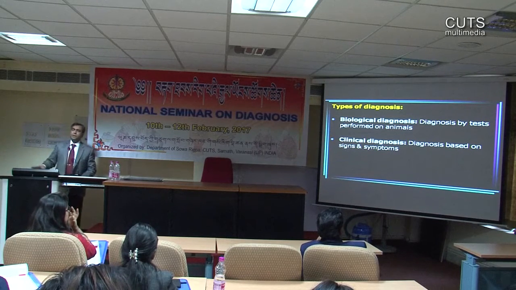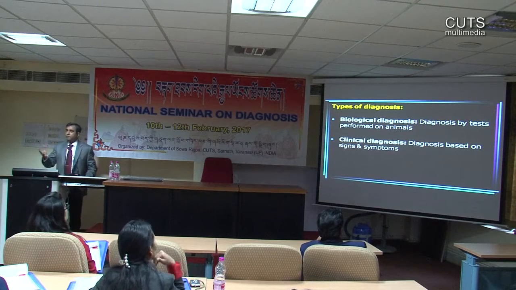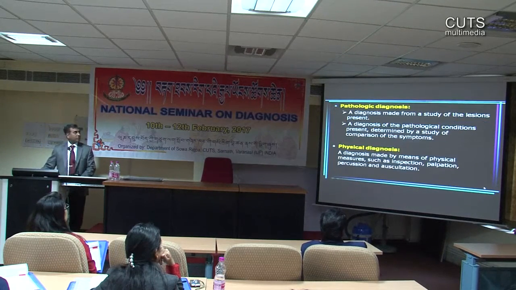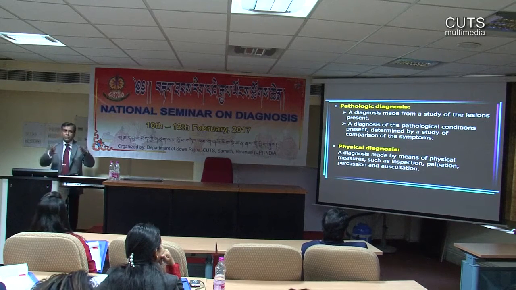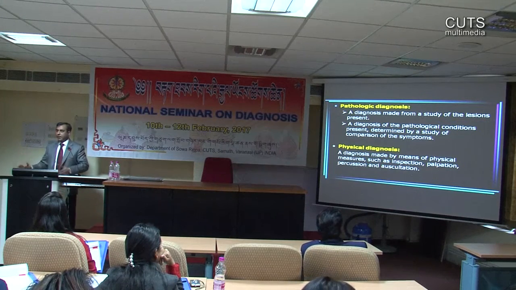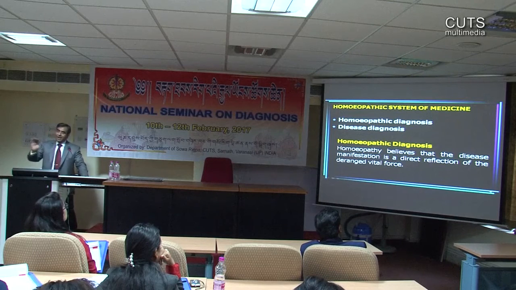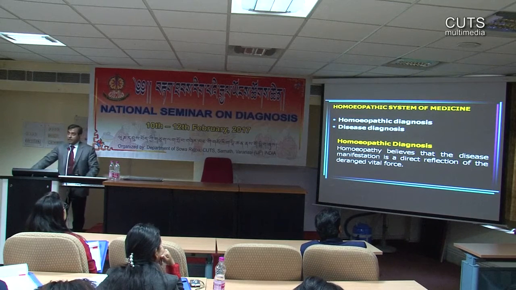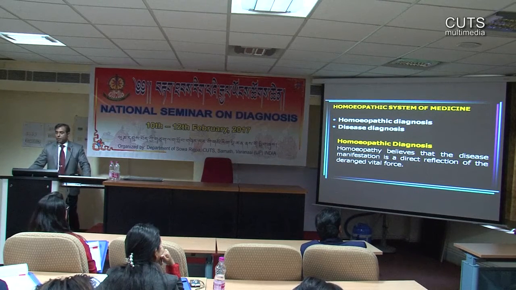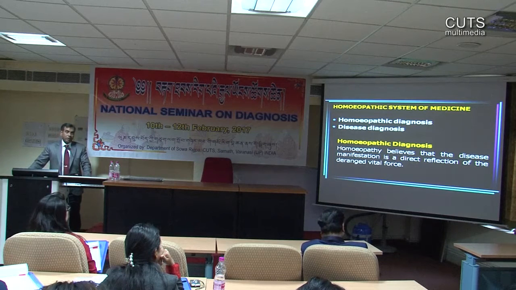We all know, just the basic things, there are different types of diagnosis, and each one is required for a specific purpose. There can be biological diagnosis. There can be clinical diagnosis. I'm not going into details on these things because I want to concentrate more on homeopathy. These are just to tell you that there are so many varieties of diagnosis. There is pathological diagnosis. There is physical diagnosis. And in the homeopathic system, there is homeopathic diagnosis. But we also consider the disease diagnosis. The homeopathic diagnosis believes that disease manifestation is a direct reflection of the deranged vital force.